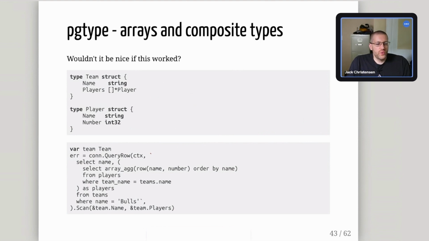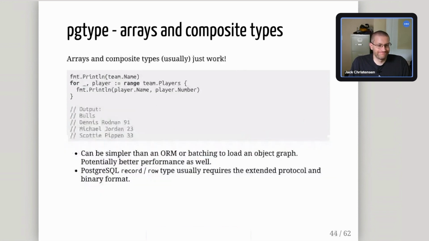So wouldn't it be nice if this actually just worked? We have our struct of team. It has a slice of pointer to player. And we just run this SQL query, which is going to have a nested subselect. It gets us an array of the players for each team. That would be really convenient if that just worked. And it does.